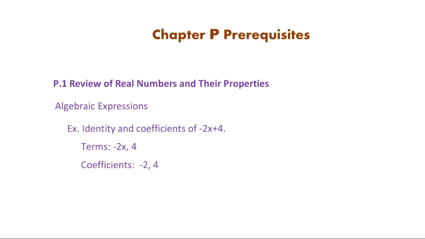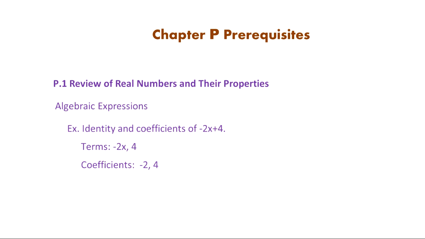By using the arithmetic. So for example, I'm sorry, this should be identify. The question is actually: identify the terms and the coefficients of this expression. Negative 2x plus 4. That's called an algebraic expression because we got the numbers and the variables mixed together. So we need to identify the terms and the coefficients in this expression.